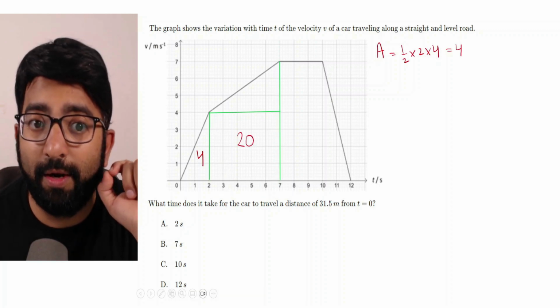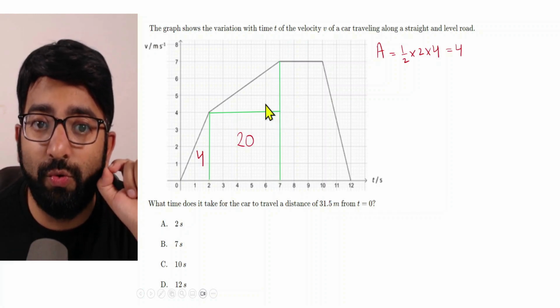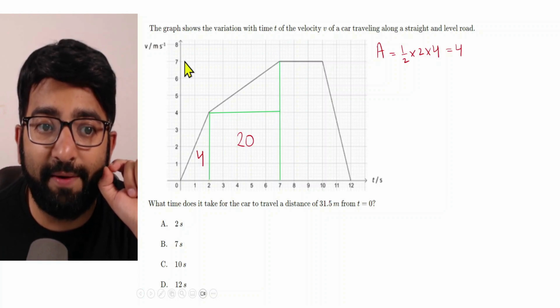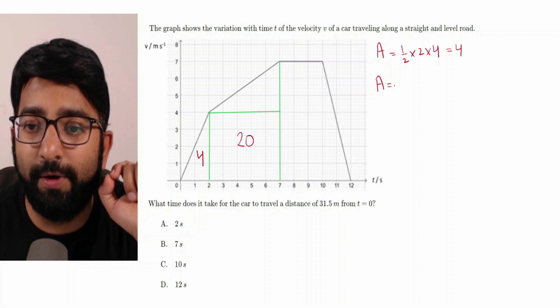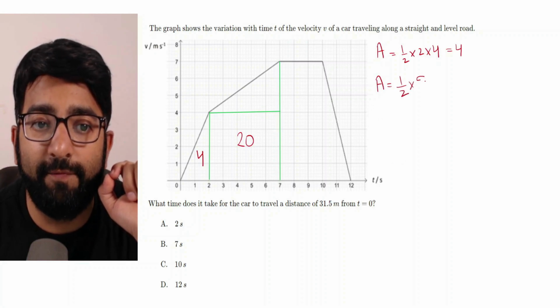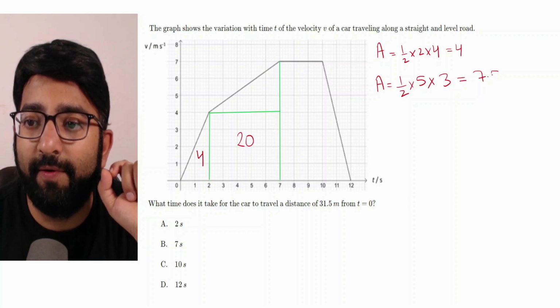So let's write it down. Coming to the triangle, base of this triangle is again 5 units, 7 minus 2. But the height of this triangle will be 7 minus 4, which is 3. So let's write down the area for the second triangle will be half multiplied by 5 multiplied by 3, which comes out as 7.5 meters.